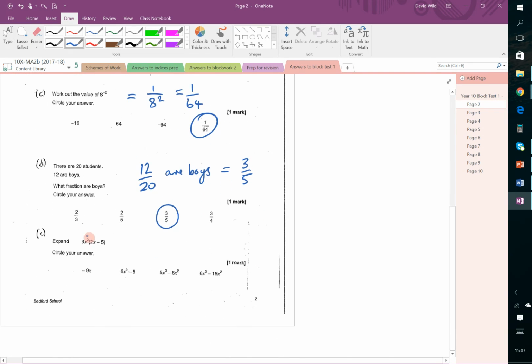Question C, multiplying out brackets. 3x squared times 2x is 6, not 5, x cubed. And then remember the minus here, minus 3 5s are 15, x squared. So that's that one.